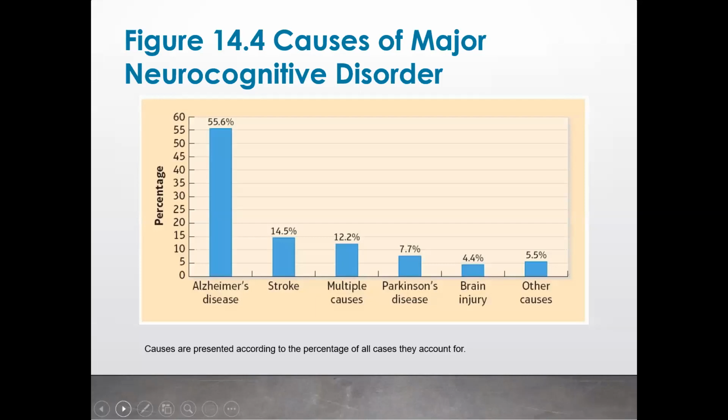So when we're looking at the different causes of Alzheimer's disease, they say that about 56% of major neurocognitive disorders are caused by Alzheimer's disease. I want to go down to where we're talking about brain injury here at 4.4%. I'd be interested to see how that changes over time, especially as we're talking about more traumatic brain injuries from athletes, maybe football players, and we're even seeing it from our military.